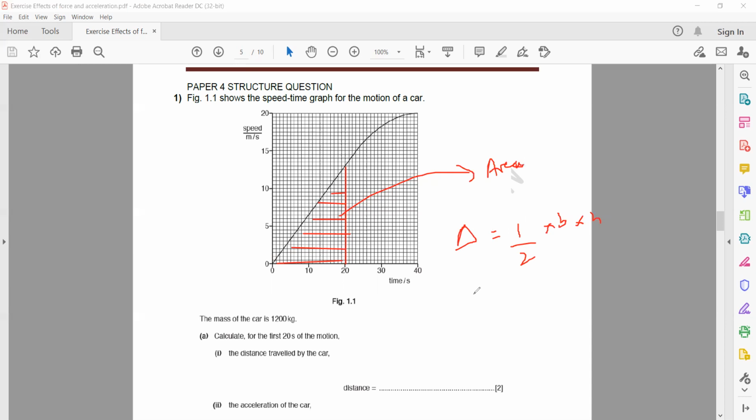So in this case, it will be half. The base of this triangle is 20, and the height, each box is representing 0.5, so it is 11, 12, 13. This looks like 13, so I'm taking it as 13. So it will be half base times height, so half of 20 times 13. When we simplify, 10 times 13 will be 130 meter. If the speed is in meter per second and time is in second, the final answer will be in meter.